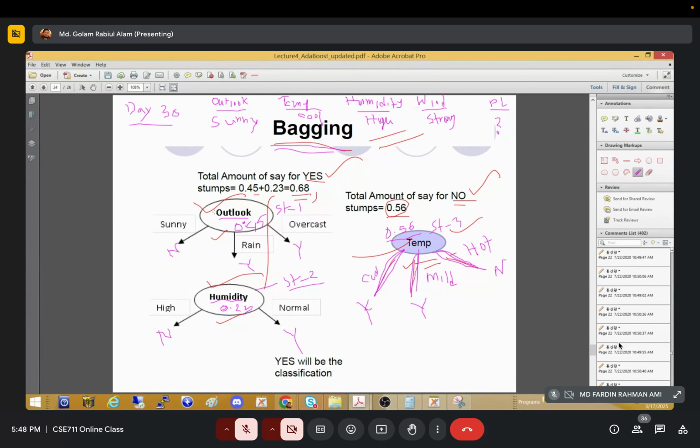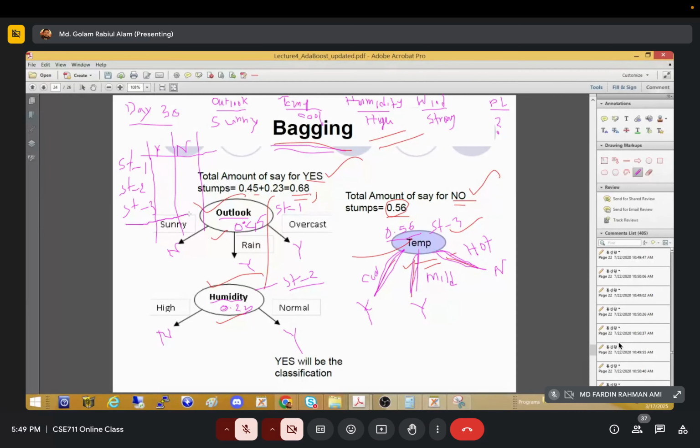And now what we have to do, from our stump 1, stump 2, and stump 3, there are two outputs. One is yes, and another output is no. So we have two outputs, yes and no.